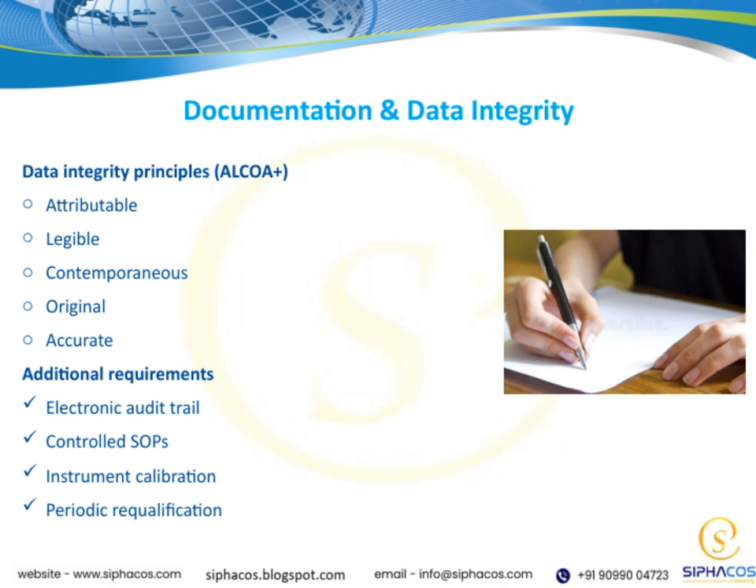Now, beyond these core principles, there are additional requirements to strengthen data integrity. An electronic audit trail is essential. It provides a secure record of all changes made to the data, so we can track modifications and ensure transparency. Controlled Standard Operating Procedures, or SOPs, guide us consistently and reliably in our documentation practices. Instrument calibration is also critical. Regularly checking our instruments ensures their measurements are precise. Lastly, periodic requalification helps verify that our systems and equipment remain in proper working condition over time.